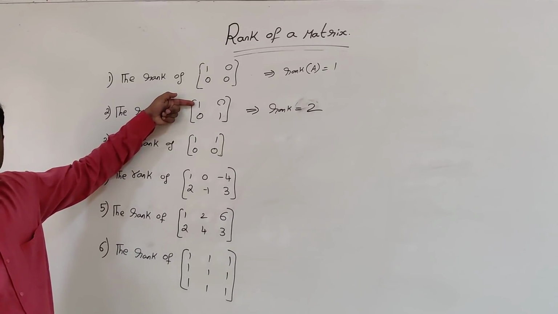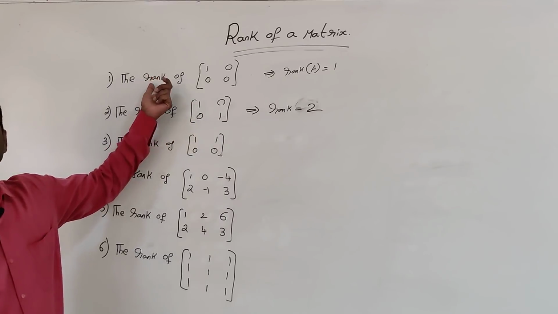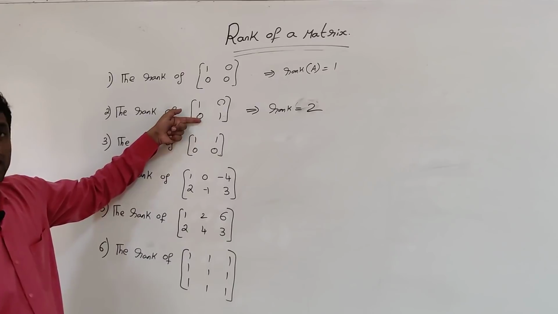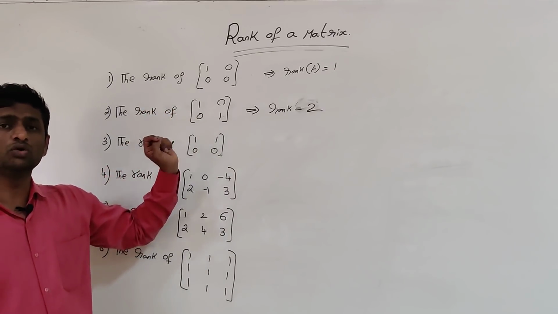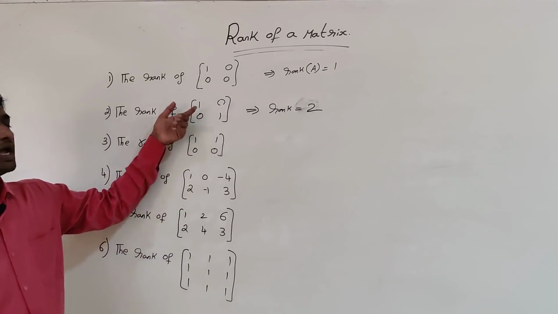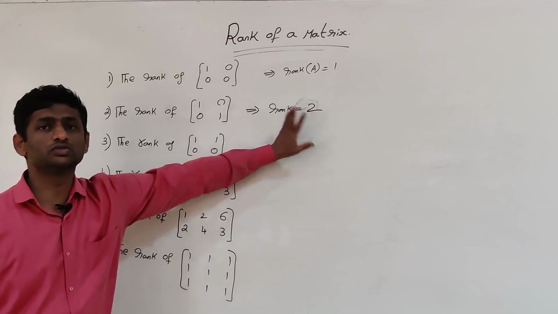how many zeros exist before 1? There are no zeros. Coming to the second row, there is 1 zero before the first non-zero element. So it is in echelon form. And the number of non-zero rows is 2. So hence the rank is 2.